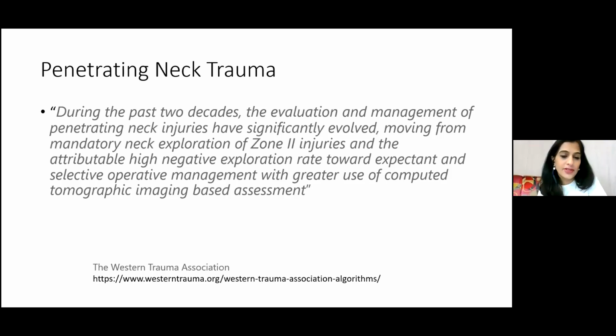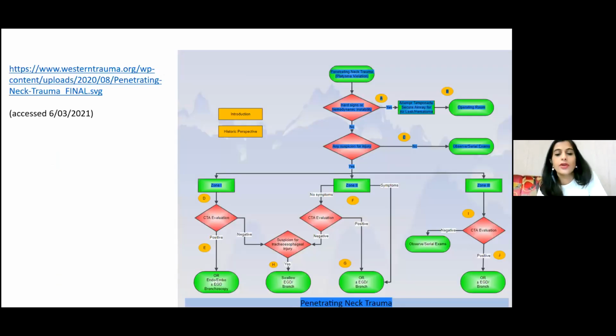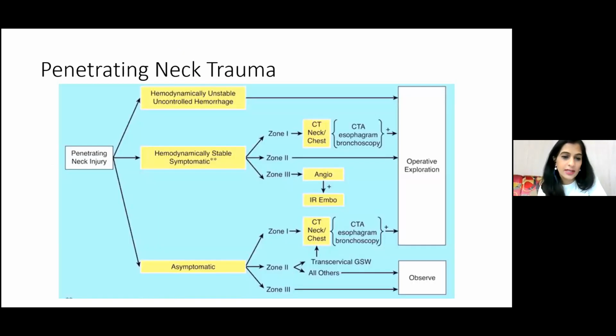So I thought this is a really helpful quote to remember. It's from the Western Trauma Association. I've put the link there if anybody wants to go look at it. There's a really nice flow chart, which I think this one's a bit busy, but this is the most up-to-date flow chart. I find the one before it a little bit easier because it just highlights the principles.